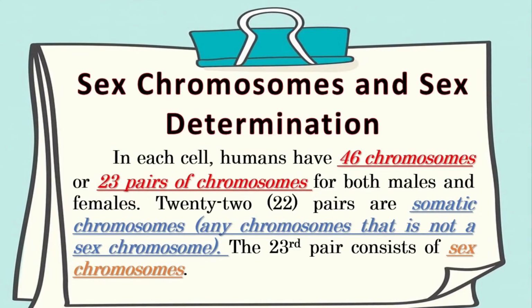In each cell, humans have 46 chromosomes or a total of 23 pairs of chromosomes from our parents. 22 pairs of those are what we call the somatic chromosomes that contain all our genetic information or all the traits that we inherit from our parents. The 23rd pair consists of our sex chromosomes or our gametes, that determines our gender.